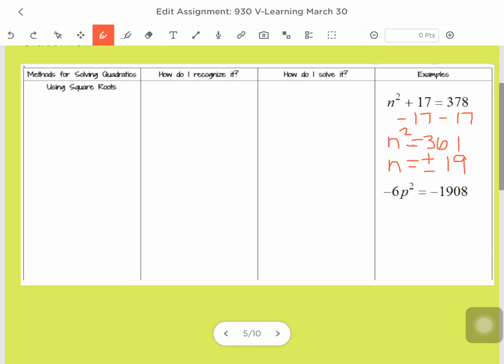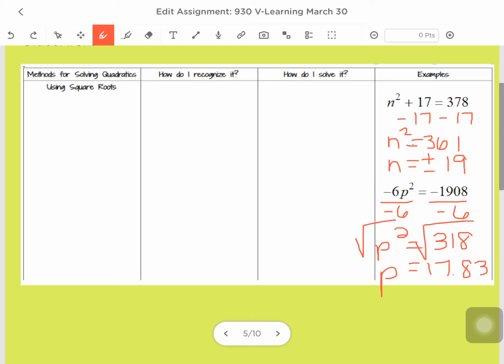Looking at this equation here, to isolate p, I'm going to divide both sides by negative 6. So if I divide negative 1908 by negative 6, I'm going to get 318. And then how do I solve this? Well, I simply take the square root. So the square root of 318 is a decimal. It's 17.83. We're going to ask you to round everything in here to the nearest tenth. So this is going to be p equals 17.8. And don't forget that it's plus or minus. There's two answers.